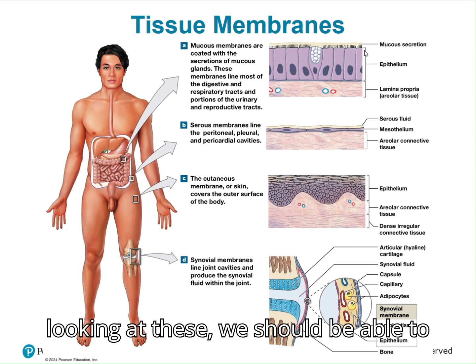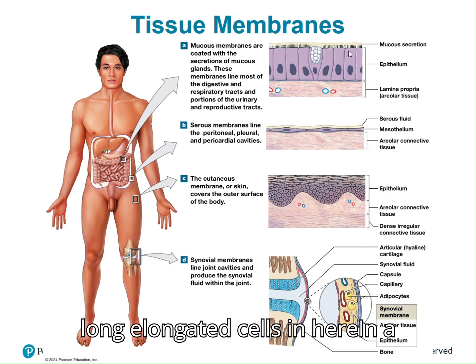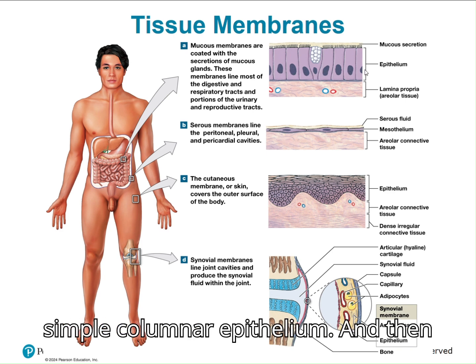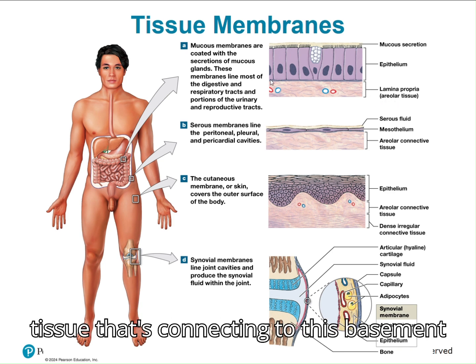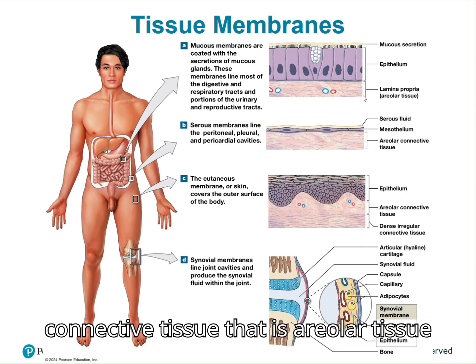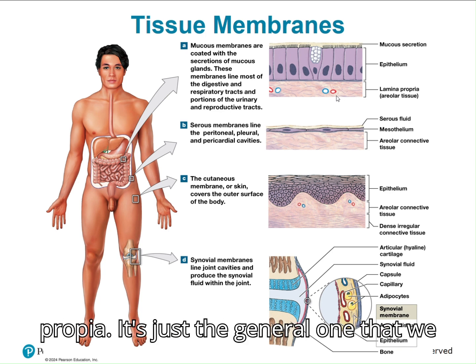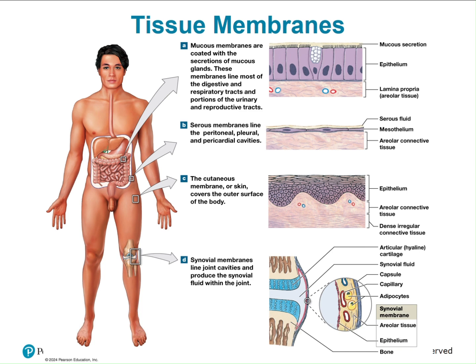And looking at these, we should be able to know how to name this because we have long elongated cells in here in a single layer. So this is going to be a simple columnar epithelium. And then directly below that, we have areolar tissue that's connecting to this basement membrane underneath the epithelium. This connective tissue that is areolar tissue is specifically referred to as lamina propria. It's just the general one that we have that's creating tissue membranes.